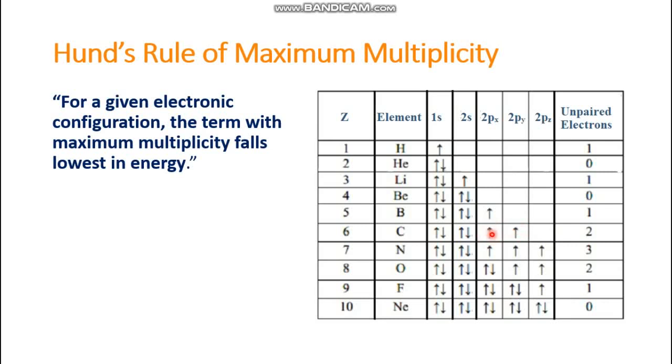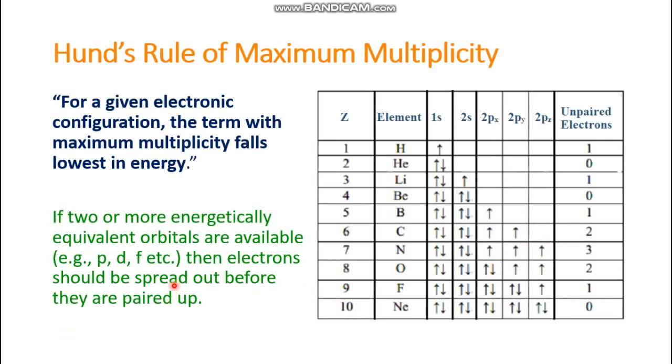at once. It will start occupying, first of all, with unpaired spin. First it will occupy the 2px, then it will occupy the 2py. For nitrogen, it will go to the 2pz. Then the fourth electron of the 2p orbital for oxygen will pair up with the 2px electron, and here it will be completely filled up. So this is Hund's rule.